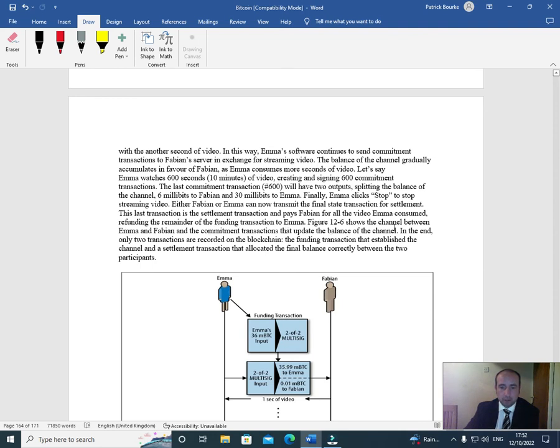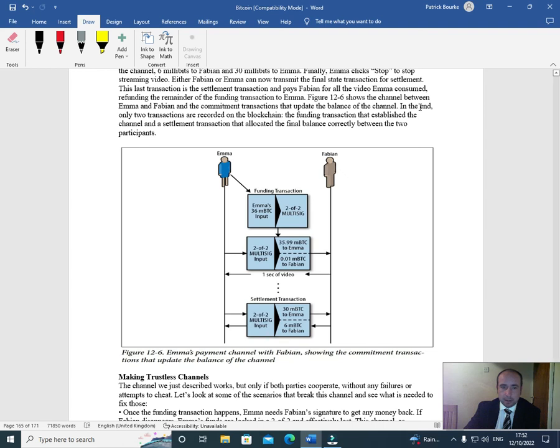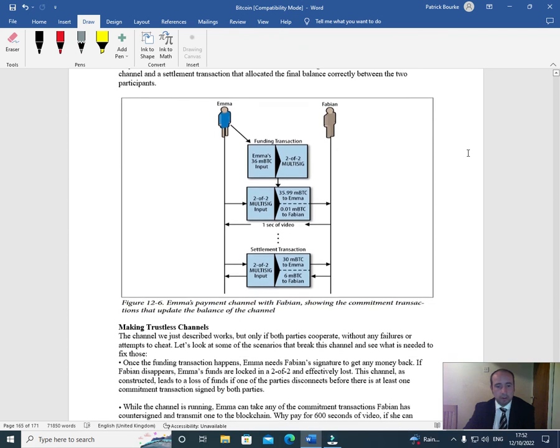Figure 12.6 shows the channel between Emma and Fabian and the commitment transactions that update the balance of the channel. In the end, only 2 transactions are recorded on the blockchain: the funding transaction that established the channel and a settlement transaction that allocated the final balance correctly between the 2 participants.